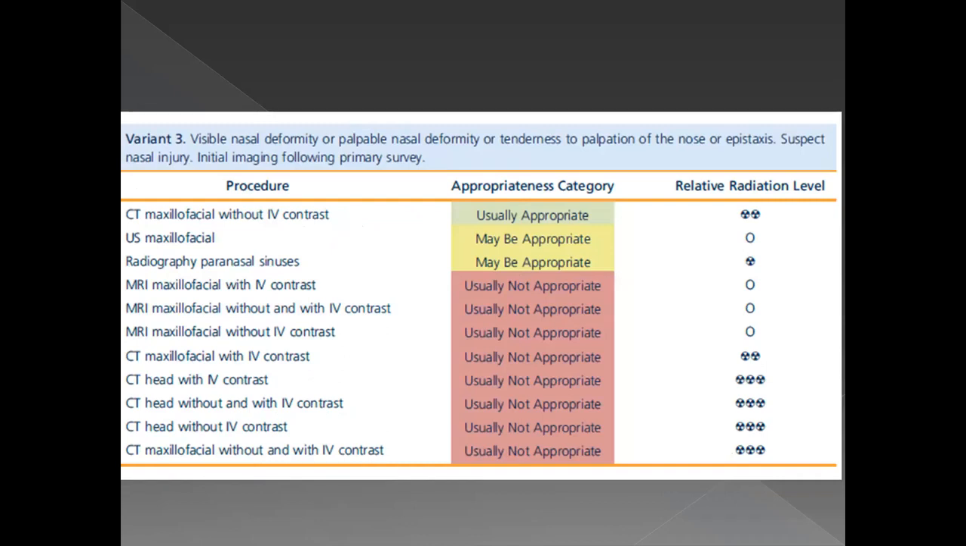Okay, then if a patient comes to you with a visible or palpable nasal deformity, or tenderness to palpation of the nose, or epistaxis, wherever you suspect nasal injury, in that case the best one is again CT maxillofacial without IV contrast. However, for nasal fractures, the radiography of the paranasal sinuses may also be considered appropriate, right? So in nasal fractures, there is a role for the radiography of the paranasal sinuses.